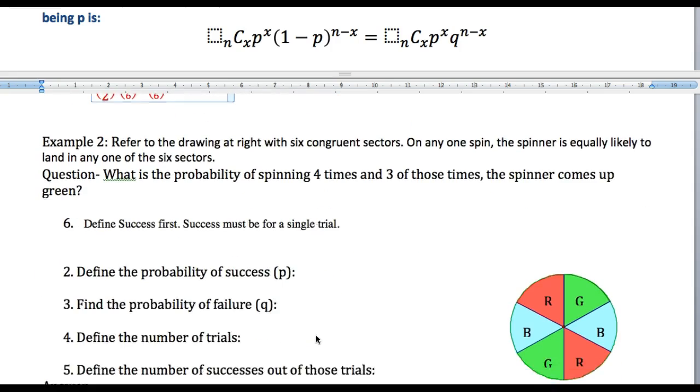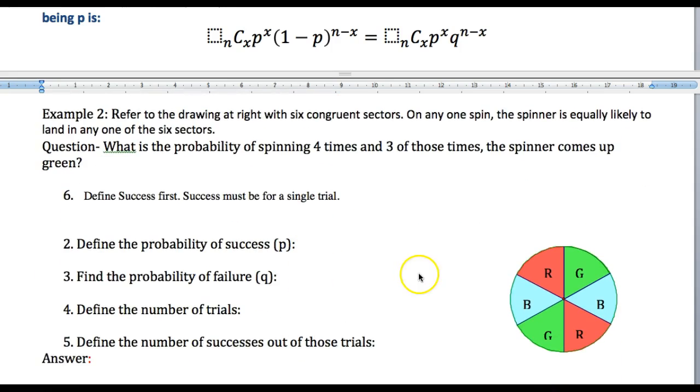Now let's do another one. Very similar. If I have a spinner and I spin around and I want to land on green, what's the probability of landing on green? Well, I hope that you understand that would be 1/3 because each one of these segments is congruent. So I want to know what's the probability of spinning 4 times, and 3 of those times I want the spinner to come up green.